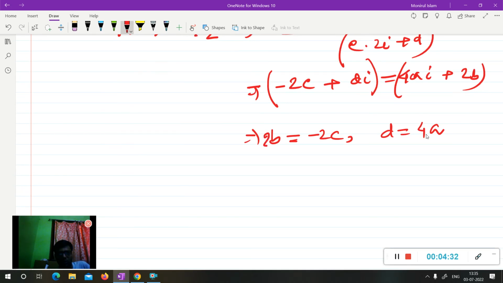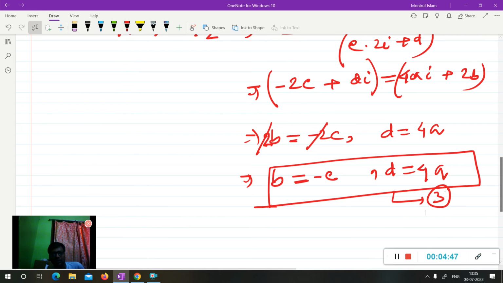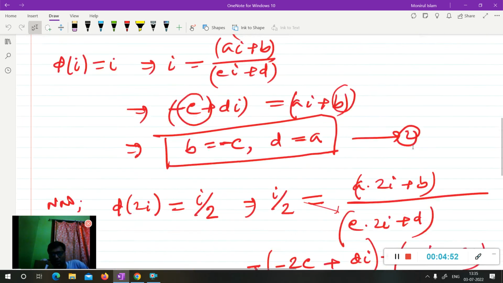So 2b equal to minus 2c, and b equal to 4a. From here, this gives b equal to minus c, and this gives d equal to 4a. I name it 3. So now we are left with 1, 2, 3.